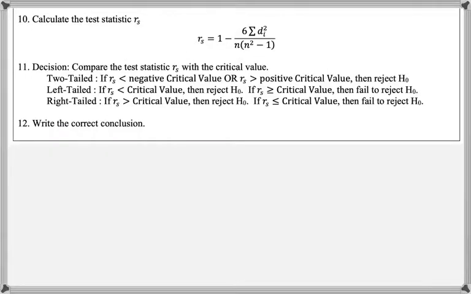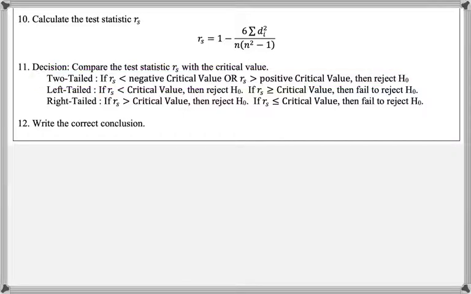Next, we calculate the test statistic, RS, and we use this formula. Then we compare RS with the critical value, and it depends on what type of test it is. So for two-tailed tests, if RS is less than the negative critical value, or RS is greater than the positive critical value, we reject the null hypothesis.